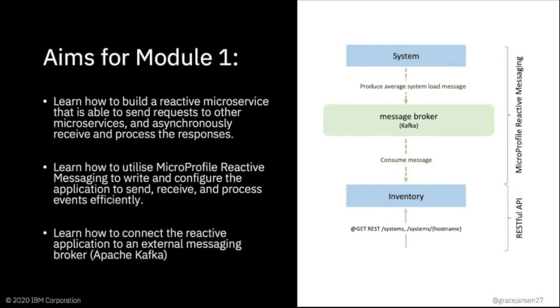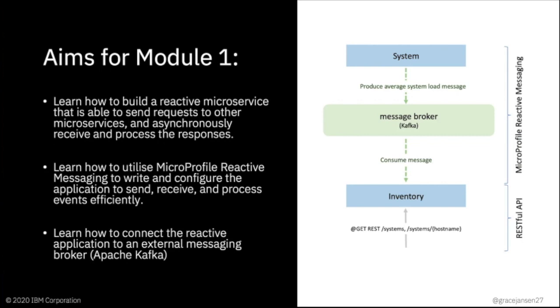So, what are our aims for Module 1? Well, in Module 1, we're going to be looking at how we build reactive microservices that are able to send requests to other microservices and asynchronously receive and process those requests. So really introducing those asynchronous concepts through using the MicroProfile Reactive Messaging specification, which leads me on to the second aim. The second aim is learning how to utilize MicroProfile Reactive Messaging to write and configure the application to send, receive and process events efficiently.